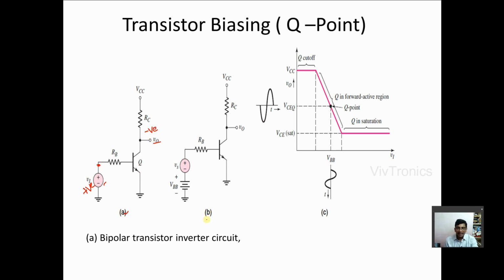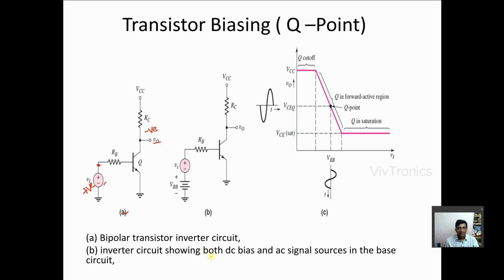The second figure, B, is an inverter circuit showing both the DC bias and AC signal sources in the base circuit. In order to operate the transistor in the active region, we give one DC supply voltage, called the biasing voltage, to the base of the transistor, that is VBB. Here Vs is the AC signal source, RB is the base resistor, RC is the collector resistor, and VCC is the DC supply voltage. In this circuit we apply the AC signal as well as the DC signal to our amplifier circuit.